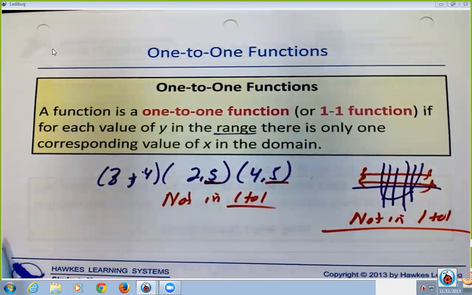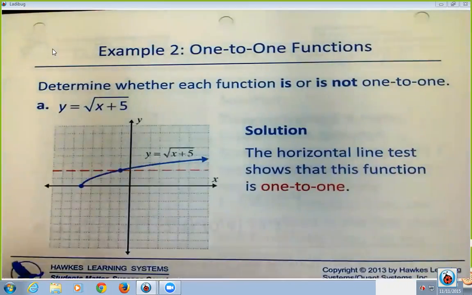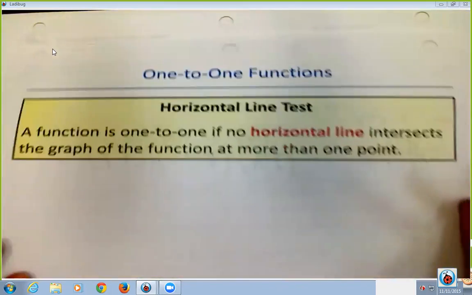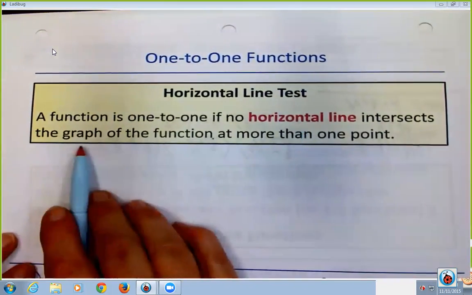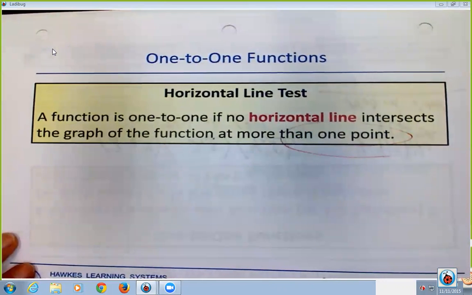So it's going to ask you whether it's a one-to-one function or whether it's not one when you look at it. Now, the ones that you're going to see are going to be, again, horizontal line tests. We drop a horizontal line to see if the function has more than one point that's connected with a y within that.